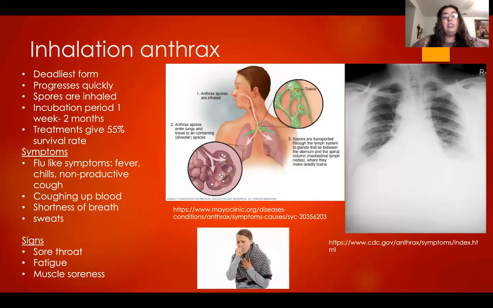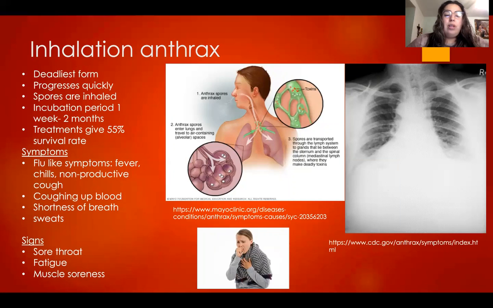Another form is called inhalation anthrax, and this is the deadliest form, which happened in 2001. This progresses very quickly because the endospores will be inhaled, come into the lungs, and start producing toxins into the alveolar sacs. The spores are inhaled, and then the incubation period could be from 1 week to 2 months. Treatments give a 55% survival rate for this type of infection, and treatments are antibiotics.